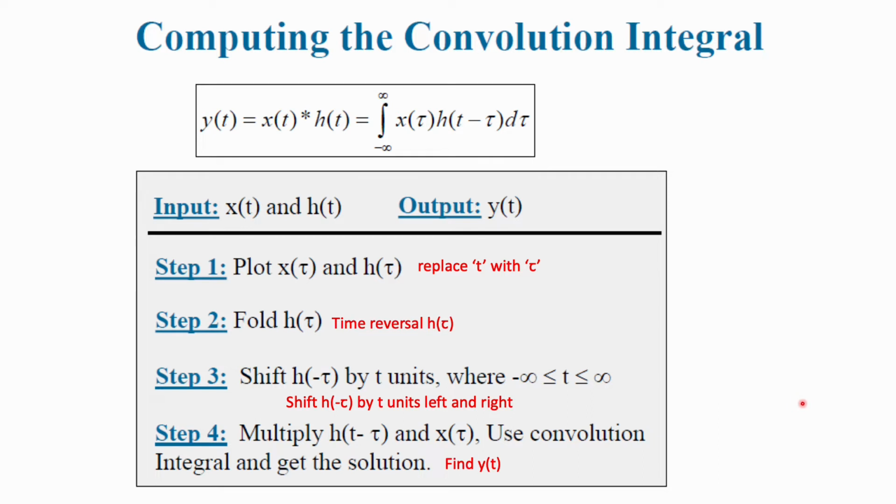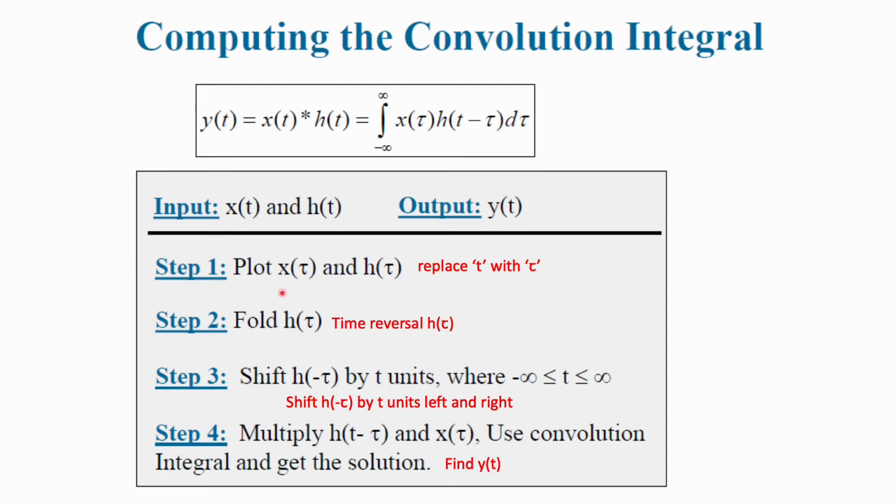Now, how do you calculate the convolution integral? So, formula is given here. These are all the steps to perform the convolution integral. Input denoted by x of t and h of t. Output is represented by y of t. Step 1. Whenever the signal is given, first we have to plot x of tau and h of tau, or replace in the given signal t by tau. You will get the step 1.